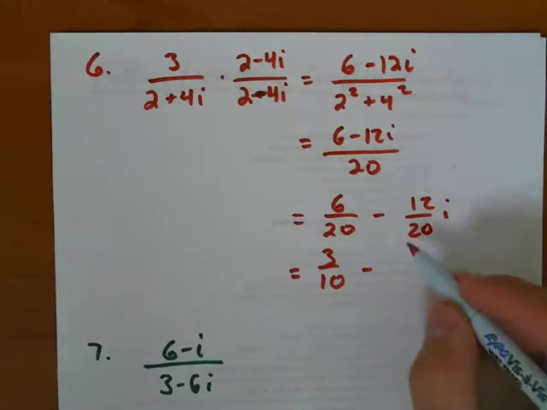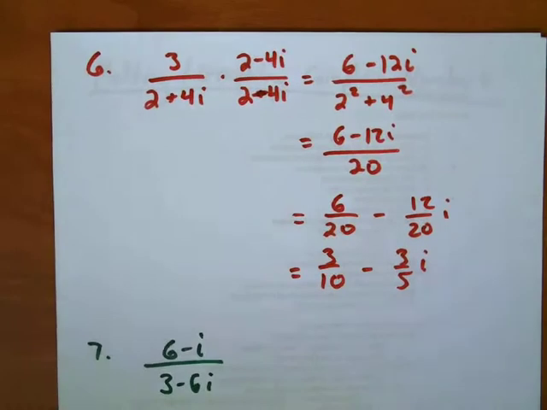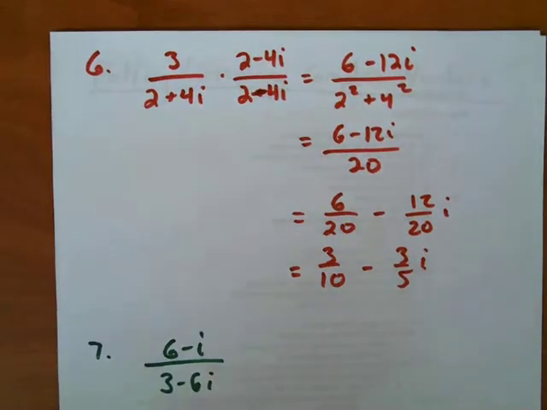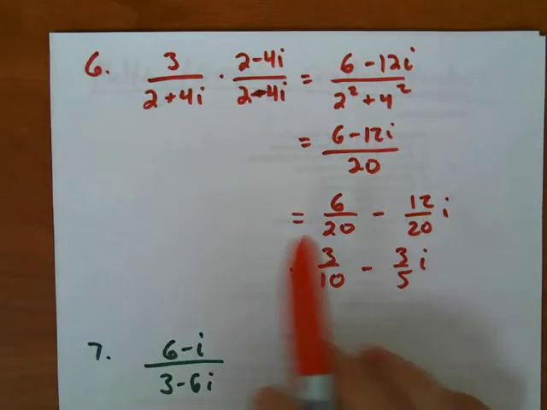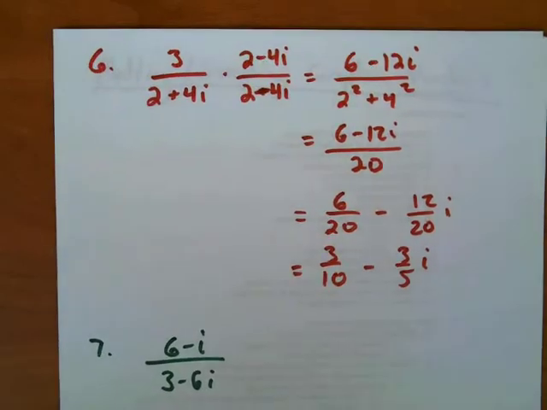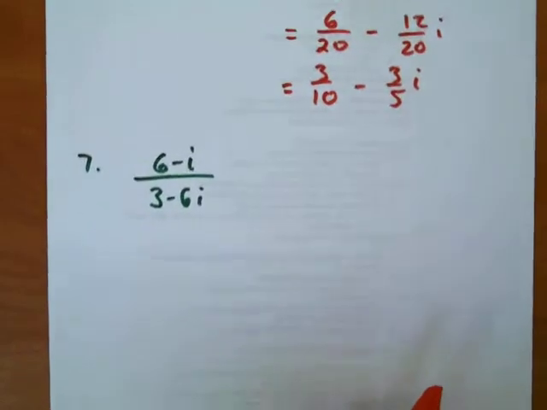These are both divisible by 4, and you get your solution: 3/10 minus 3/5 i. Again, this has a real portion and an imaginary portion, and I always want you to write your answer like this, in simplest form and with a real portion and an imaginary portion. Okay, we'll try one more.